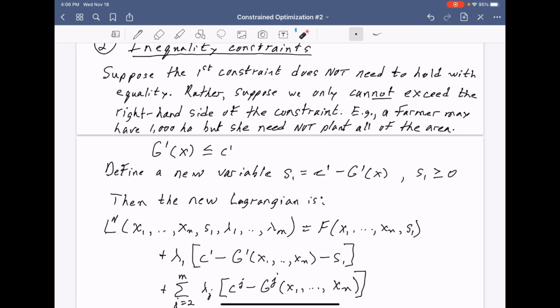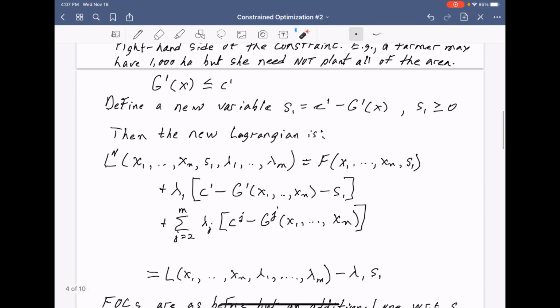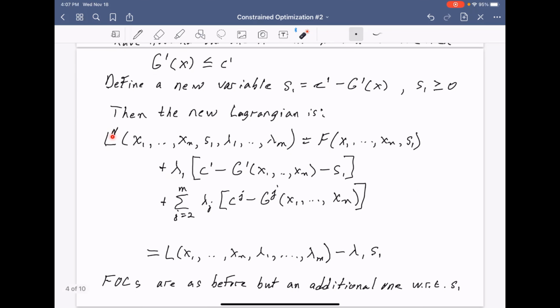So in order to deal with this, we define a new variable, S1. And we use that S1 to refer to slack in the first constraint. So in that case, S1 is equal to C1 minus G1 of x. And S1 has to be non-negative. Then the new Lagrangian, and I use a little n there.